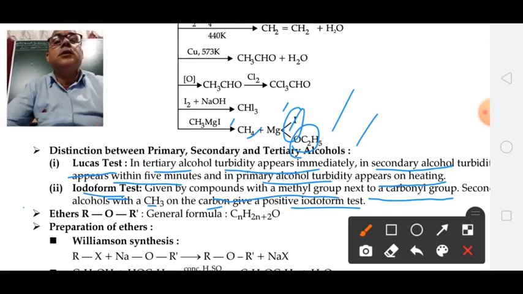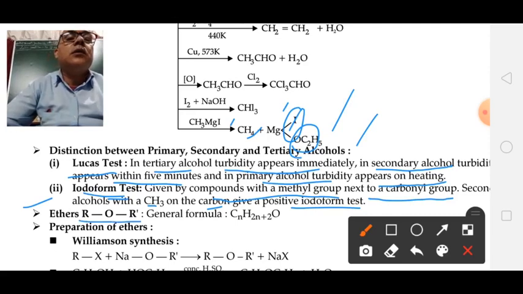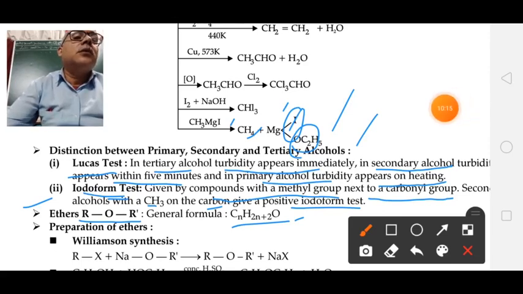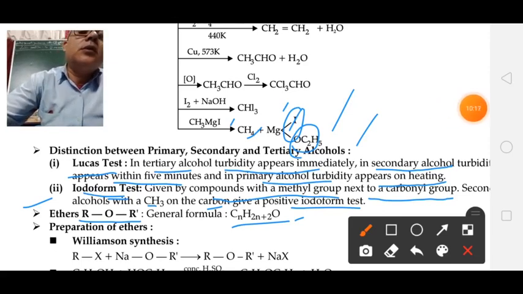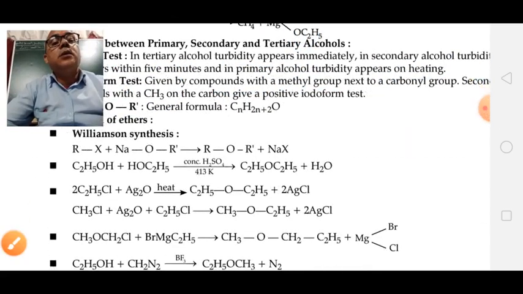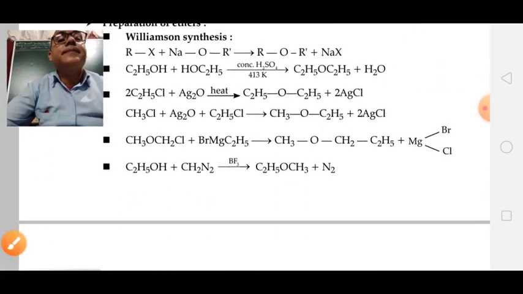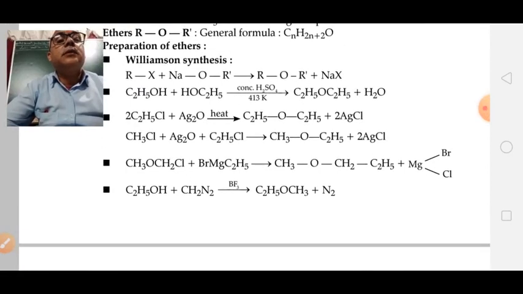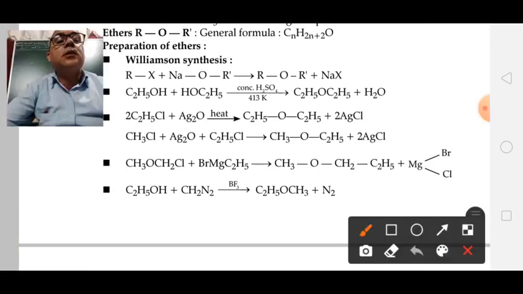Now next is the ether, ROR. The general formula is the same as in alcohol, CnH2n+2O. As you know, ether and alcohol are both functional group isomers. Preparation of ether: there are many methods, but these are the methods of preparation of ether.